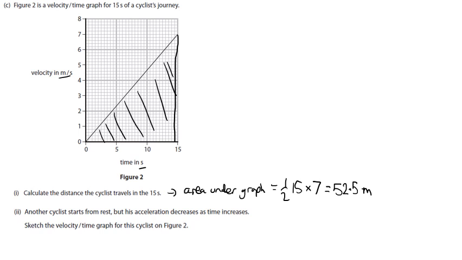Another cyclist starts from rest, but his acceleration decreases as time increases. So the gradient tells us the acceleration. So if the acceleration decreases over time, then the gradient must decrease.